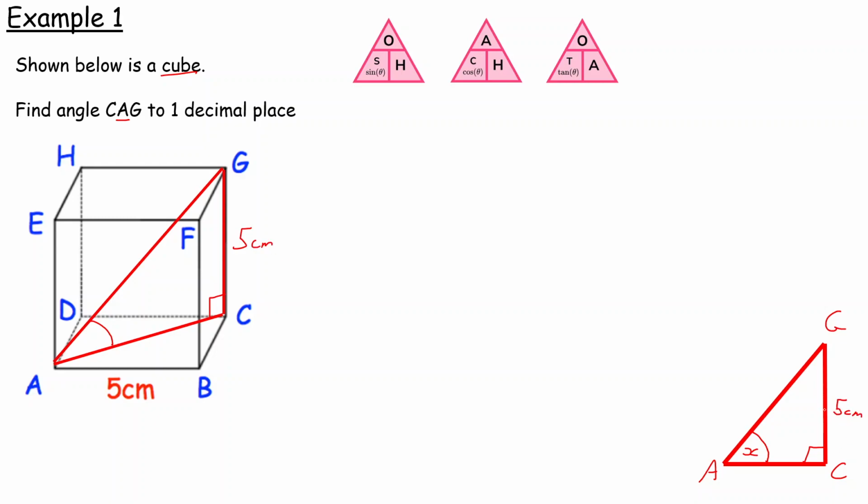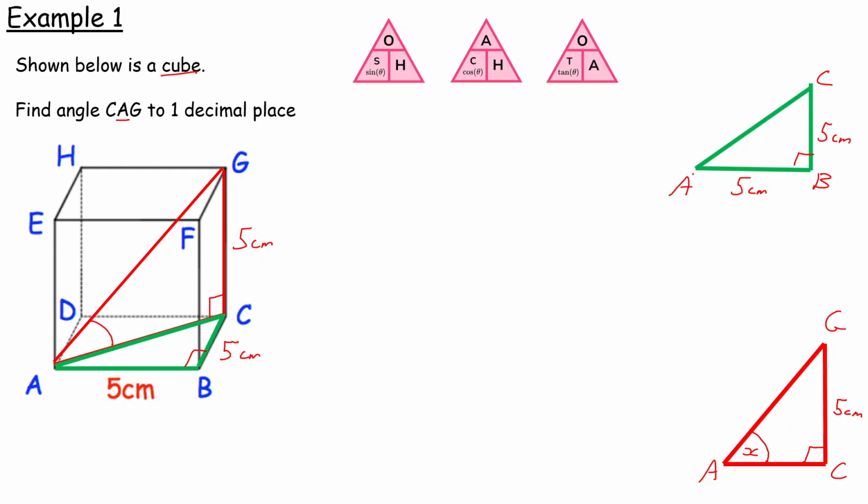Now, the issue is I don't know what A to G is, and I don't know what the length of A to C is. And I need something else because with trigonometry, I need 2 sides and an angle, and I've only got an angle and a side, which means I've got to use a second triangle, ABC. A to B to C, and I know that I've got a right angle here because 2 edges meet at 90 degrees at the point B. I know that AB is 5 centimeters. I know that BC, because it is a cube, must also be 5 centimeters.